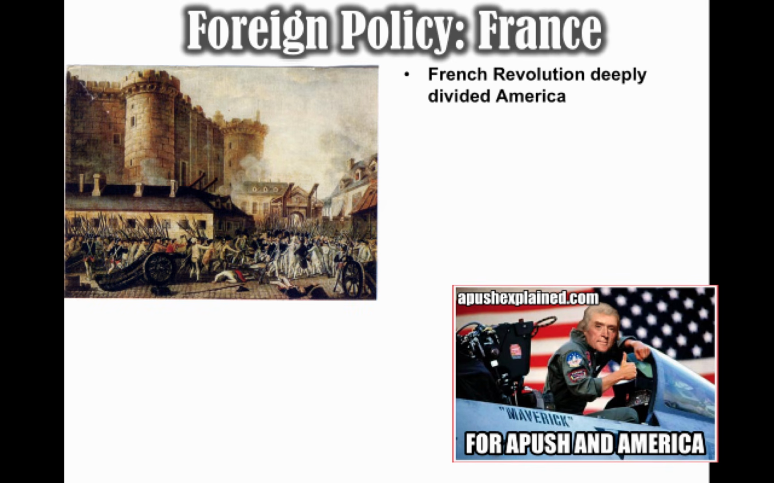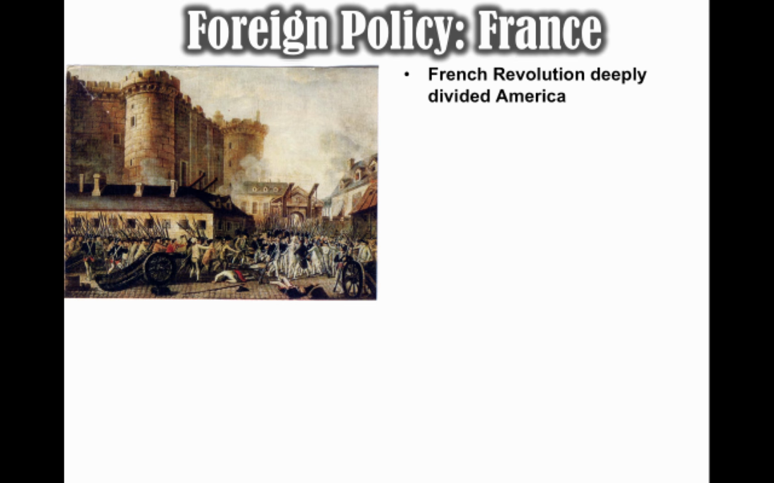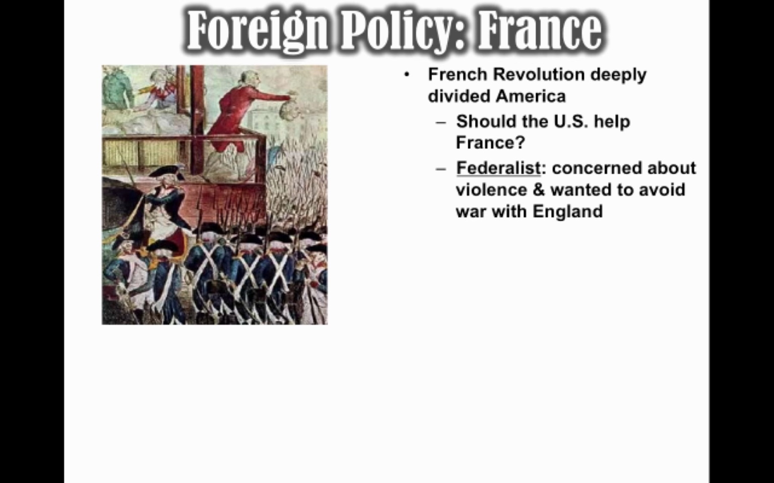And really, the biggest one is going to come from the French Revolution. It deeply divided America. You know, the French Revolution starts off with the storming of the Bastille, but pretty soon the new French Republic would be fighting the different monarchies of Europe. And there was a question in the young nation, should the U.S. help France? France actually asked the United States to help defend its territory in the French West Indies against its European enemies. And there was division between the Federalists, and they were really concerned about the violence of the French Revolution. Remember, heads are getting chopped off, and they also wanted to avoid a war with England.